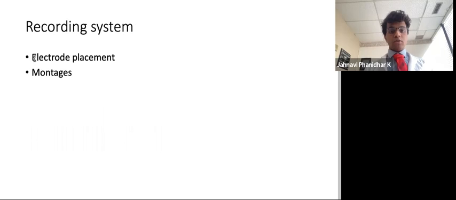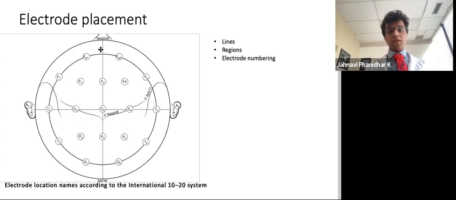For the recording system, there are two components, the electrode placement and the montages. In the electrode placement, we can see here the diagram showing two lines. One is this vertical line connecting nasion to the inion, and the second line connecting the two preauricular points. And we have two circles along the lines. The regions are designated as F for frontal, C for central, T for temporal, P for parietal, and O for occipital. And there are also auricular regions, A.